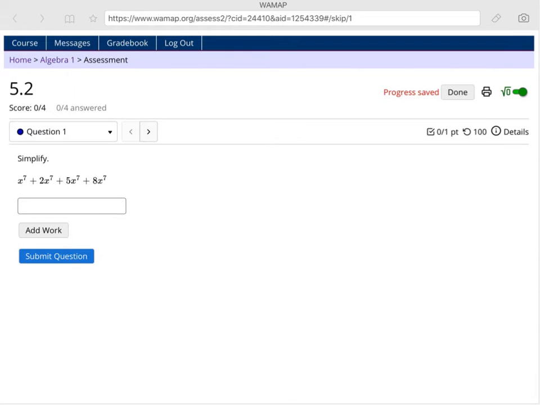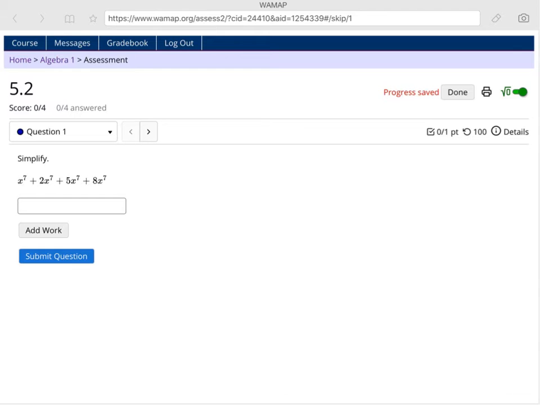In assignment 5.2, you're being asked to combine like terms. Now, when we talk about like terms, that means that first of all, terms are anything that is separated by addition and subtraction. So in this particular case, you'll see that we have 4 terms. And it's those 4 terms that I'm going to look to see if I can combine. I can only combine them by adding and subtracting if they are like terms.